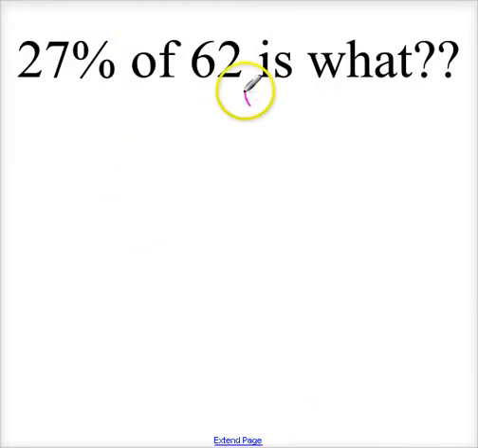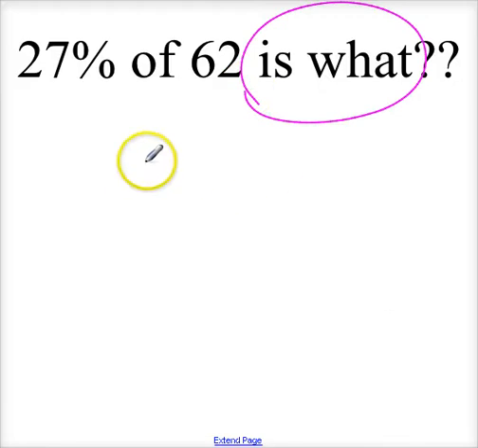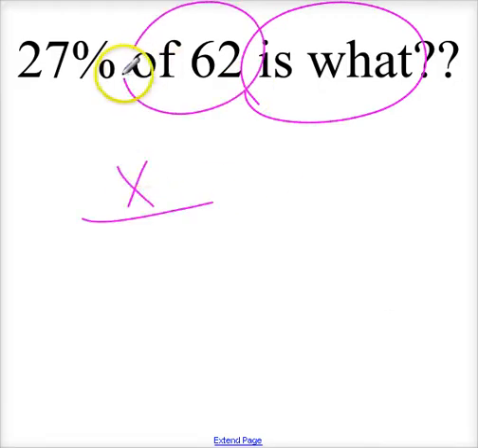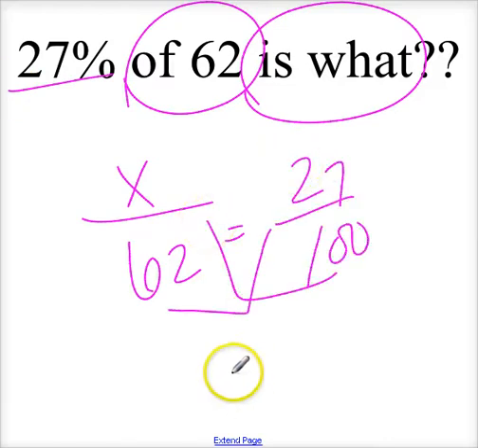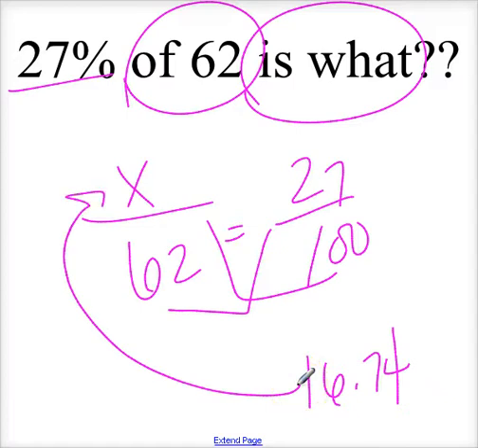In this example, you're looking for the is. So your x is on the is, the of, 62, is on the bottom, and my percentage of 27% goes over 100. Solve the proportion: 62 times 27, divided by 100, and I have 16.74. That is the is in my problem, the part.